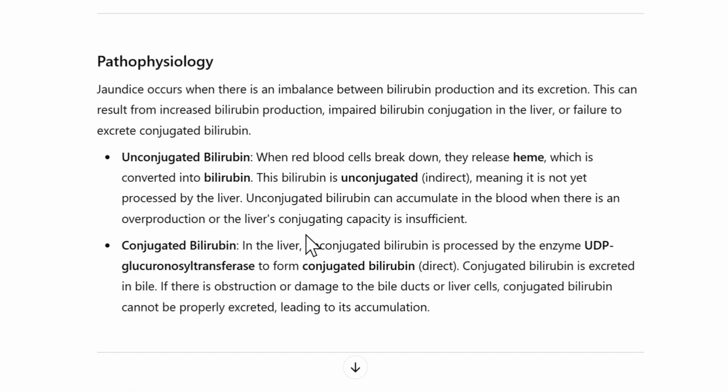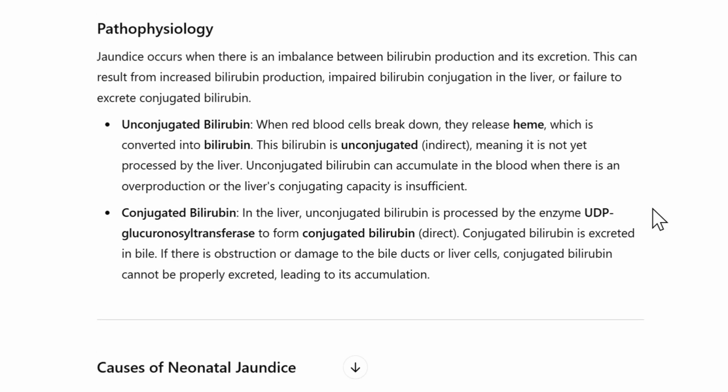Unconjugated bilirubin. When red blood cells break down, they release heme, which is converted into bilirubin. This bilirubin is unconjugated, or indirect, meaning it is not yet processed by the liver. Unconjugated bilirubin can accumulate in the blood when there is an overproduction or the liver's conjugating capacity is insufficient.